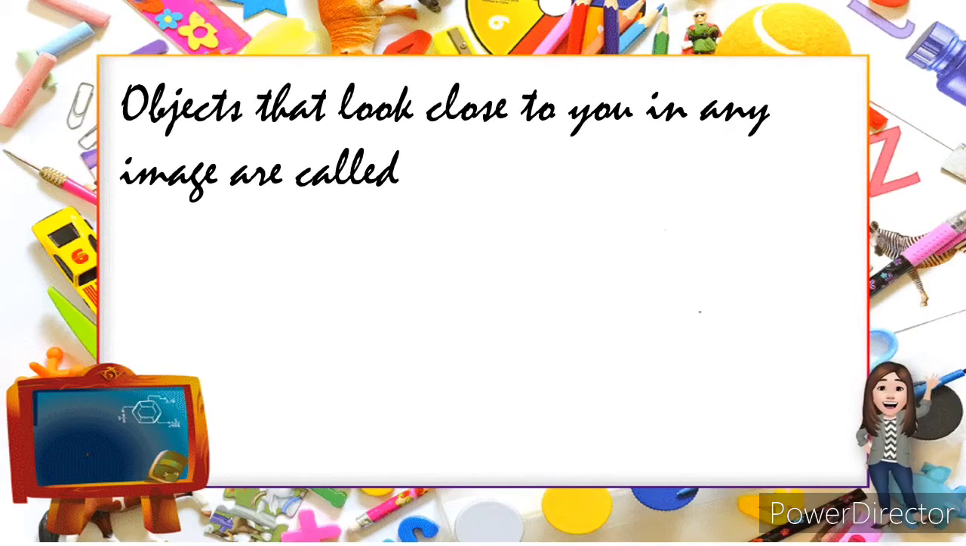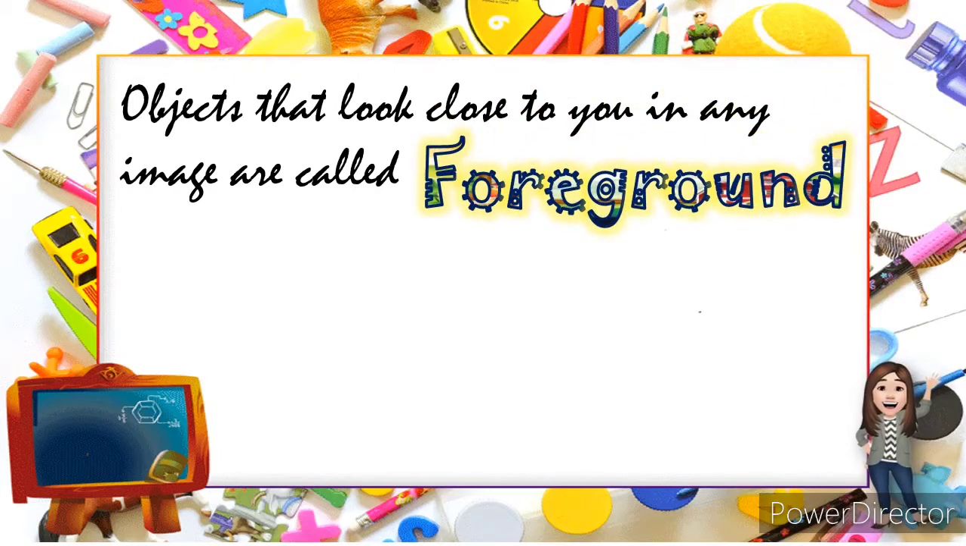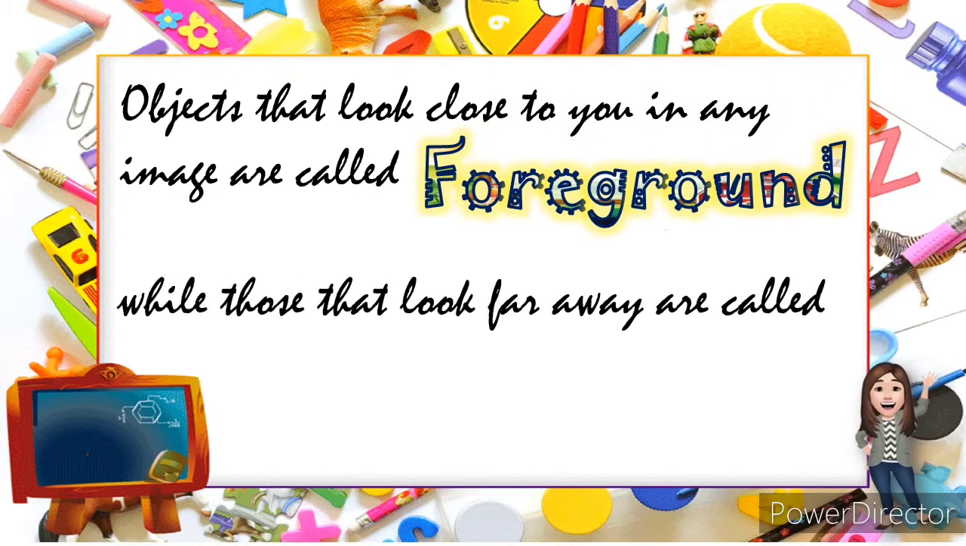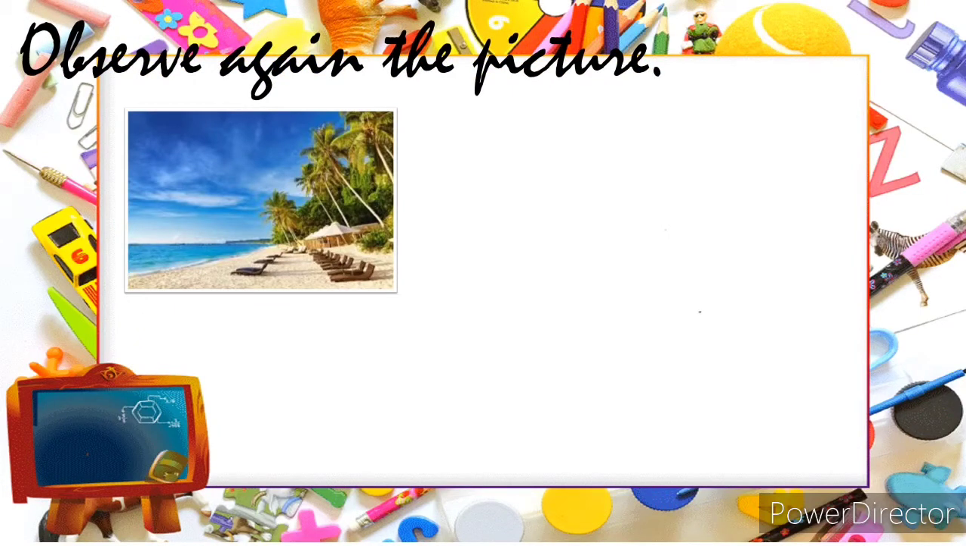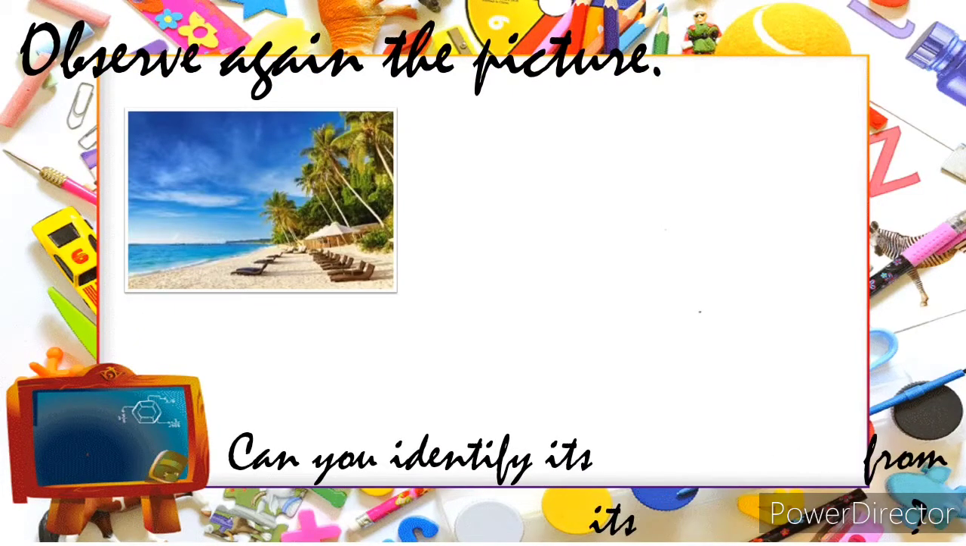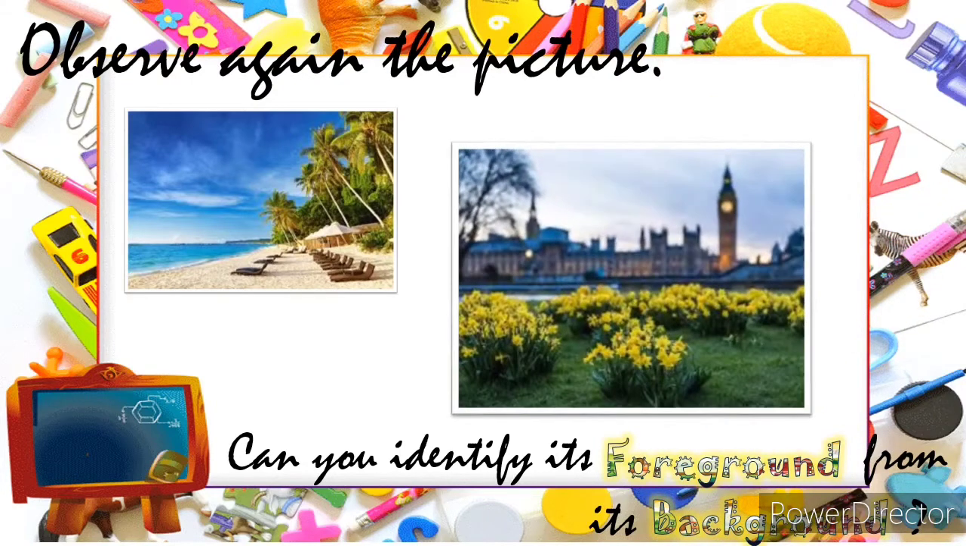Objects that look close to you in any image are called foreground, while those that look far away from you are called background. Let's observe again the picture. Can you identify its foreground from its background? How about this picture?